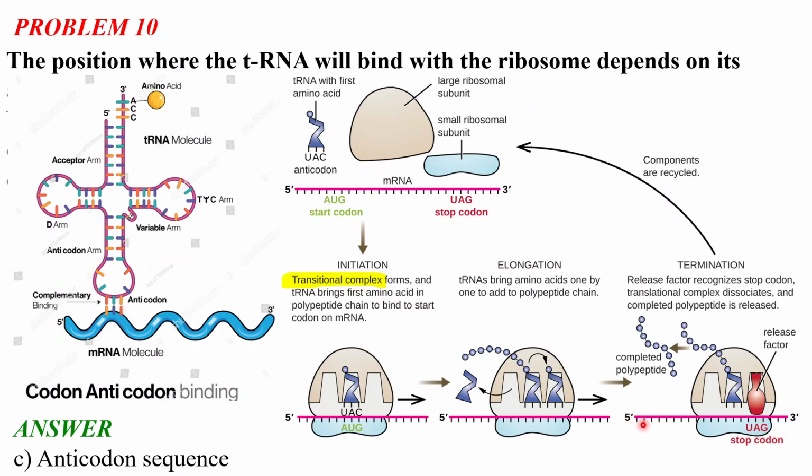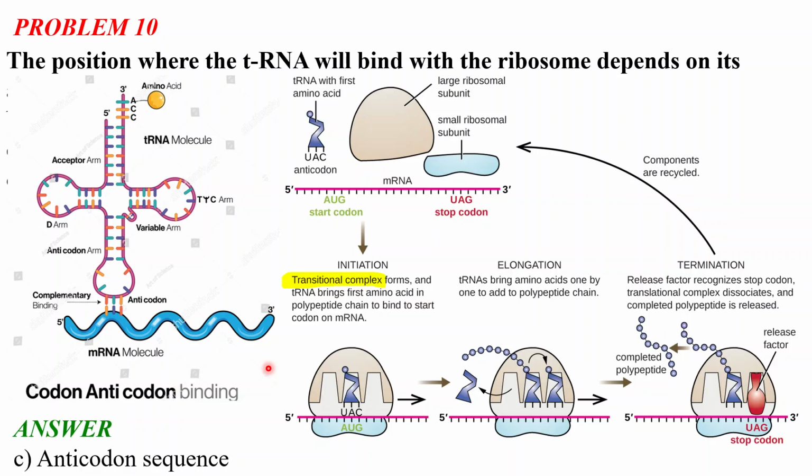Here also you can see it is 5' to 3', then UAG. I have mentioned earlier how to read this stop codon. You have to read it 5' to 3'. So this is the termination step, and after that the components of this translation complex will be recycled to start another cycle of polypeptide synthesis. The position where the tRNA will bind to the ribosome depends on the anticodon sequence.